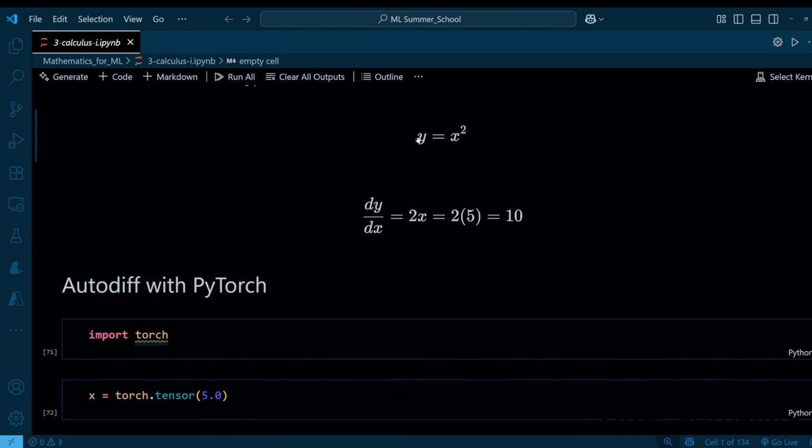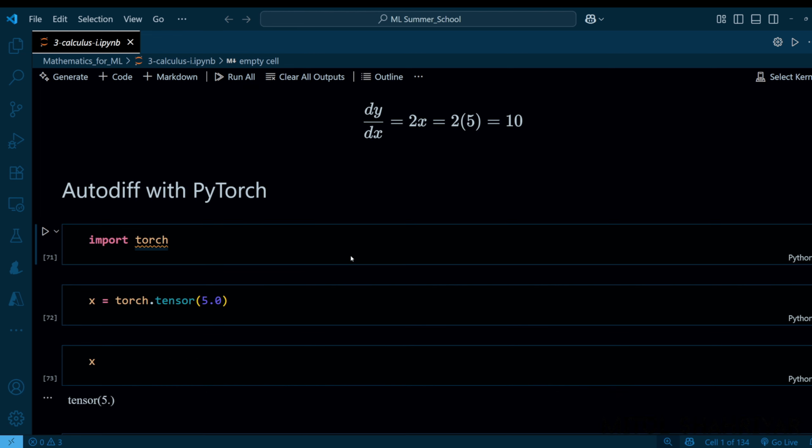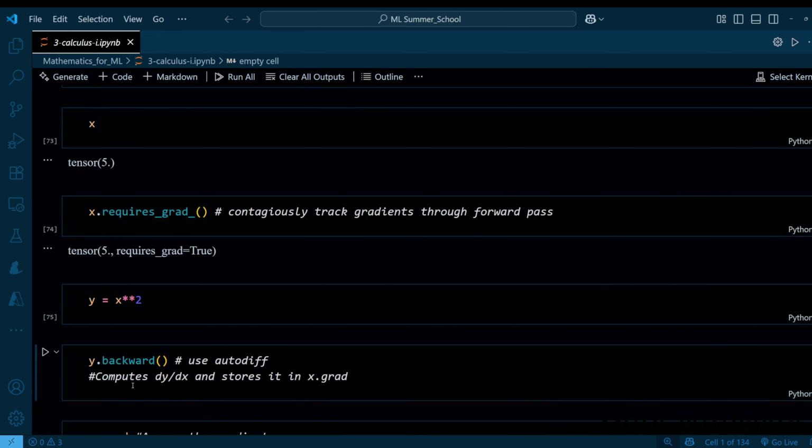But y equals x square is a function, no problem with that. Now dy by dx, we know, is 2x: the 2 comes down, and x becomes x to the power 2 minus 1, so 2x. The value at point x, if x is 5, is obviously 2 into 5, which is 10. So we have set x equal to 5.